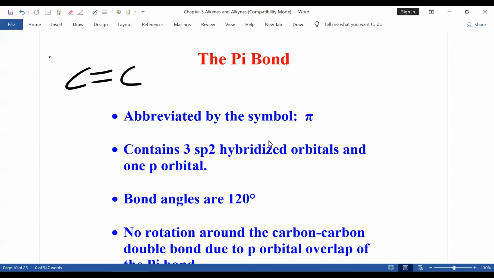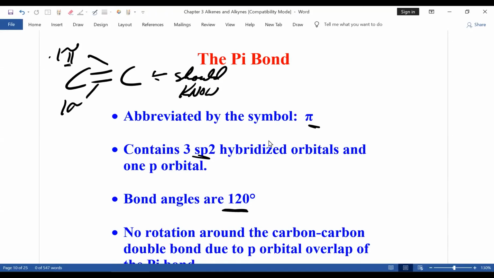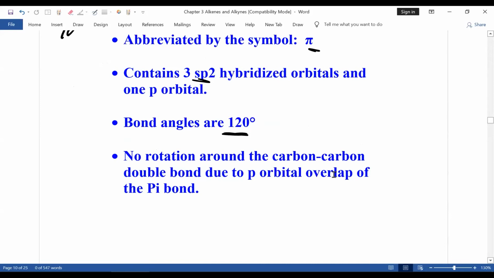A double bond is made up of a pi bond and a sigma bond, and this you should know. The rest of it I'm not going to cover on the test ever. It's abbreviated by the symbol pi, as you see there. And don't worry about this. It contains 2 sp2 hybridized orbitals, 1 p orbital. The bond angle, which I won't ask on a test, but you'll see why I draw it a certain way, which I haven't yet, is 120 degrees. And there's no rotation around a carbon-carbon double bond due to p orbital overlap of the pi bond.